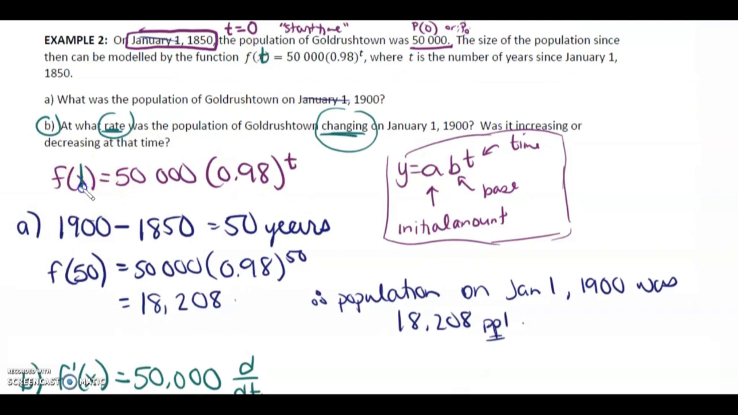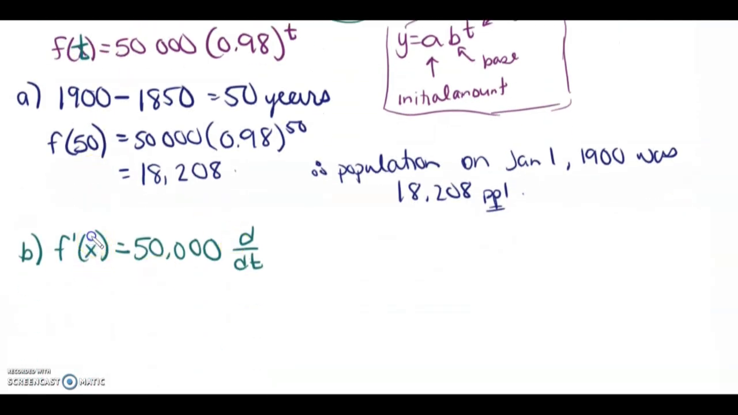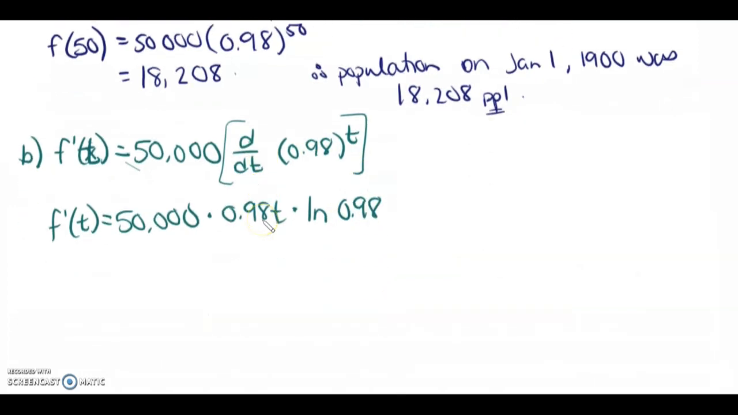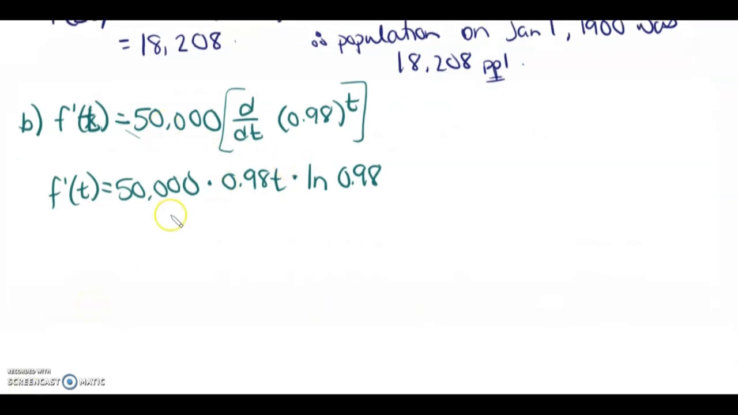This should be a t, I apologize. We're going to take d by dt of 0.98 to the exponent t. Remember, this is the constant rule. We're leaving the 50,000 out front, kind of like a common factor. It's just a constant out front. So let's do d by dt of 0.98 to the exponent t. When dealing with an exponential function, we rewrite it as it is and then multiply it by ln of the base, 0.98. So this is the rate of change.